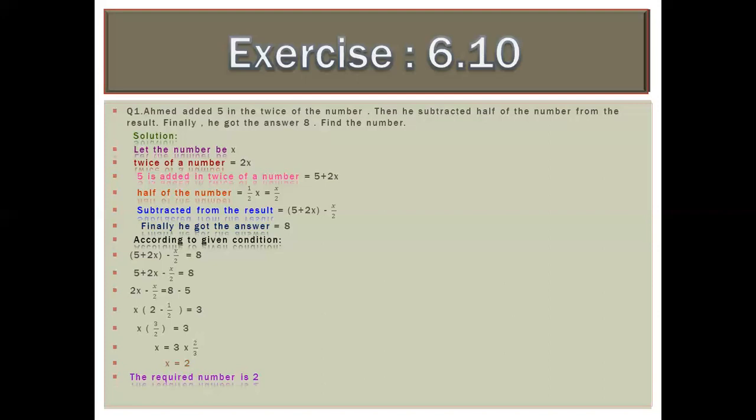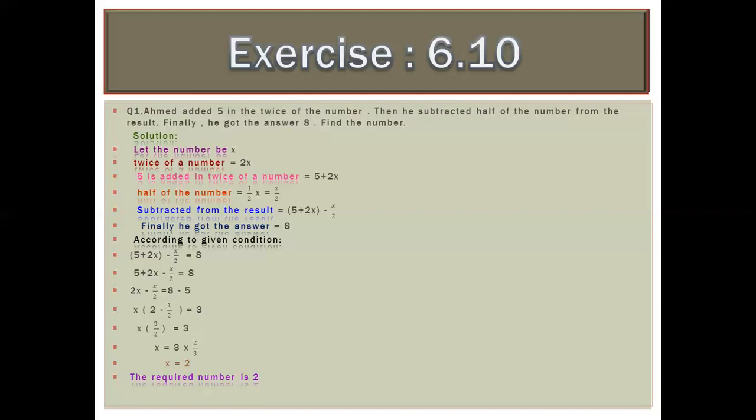Come to the second part. Then he subtracted half of the number. Half of the number mean when we suppose x, the half of the number will be x by 2. He subtracted half of the number from the result. Which result? Result that we made, 5 plus 2x. The first part of the question is the result, and we subtract half of the number. Expression will become 5 plus 2x minus x by 2.